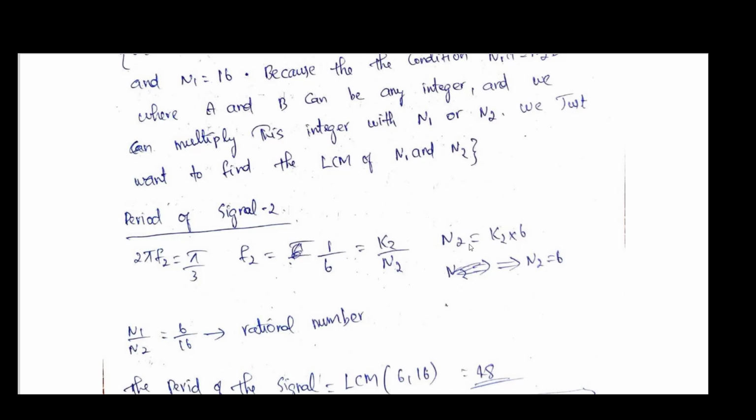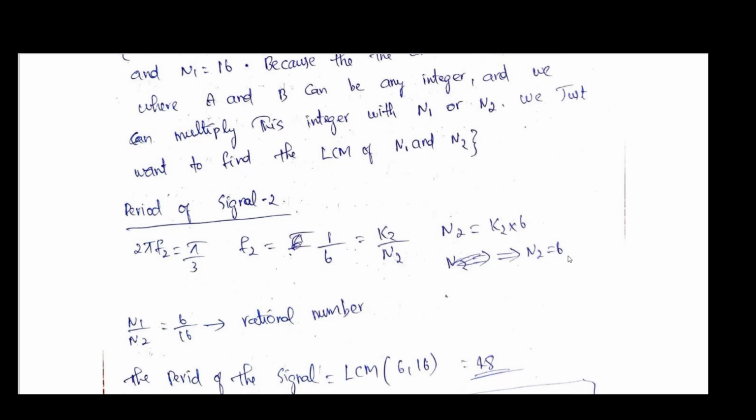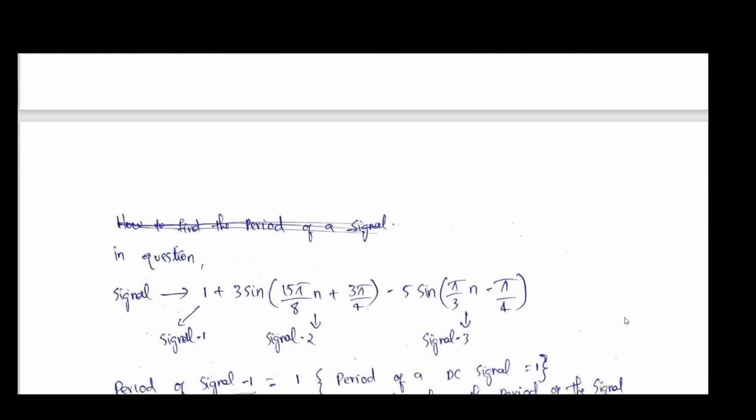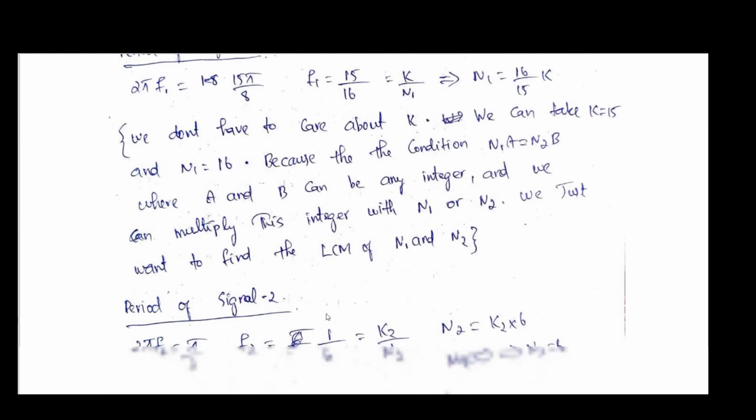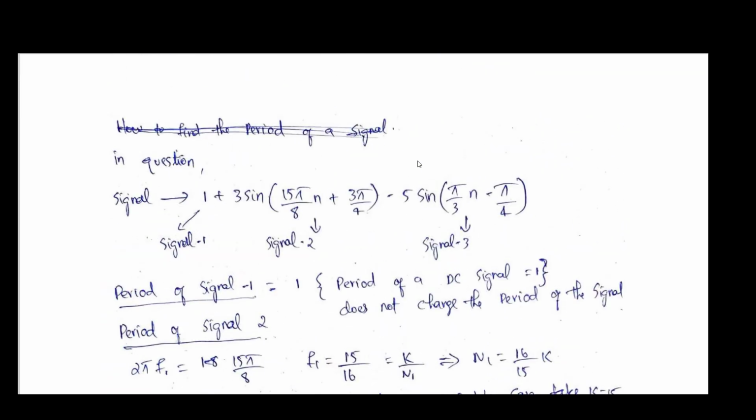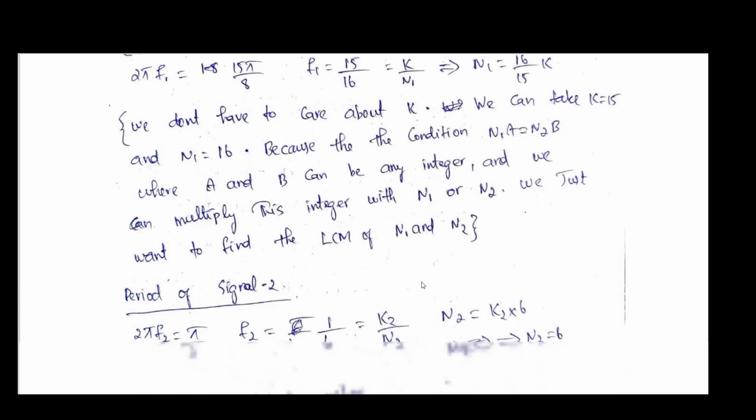As I said earlier, this should be an integer value. In order to make this an integer, what should be the value of k2? We can take it as 1. So n2 equal to 6. Now we will check whether the total signal is a periodic signal. So we check n1 by n2 equal to 16 by 6. It's a rational number. So that means the whole signal is a periodic signal.